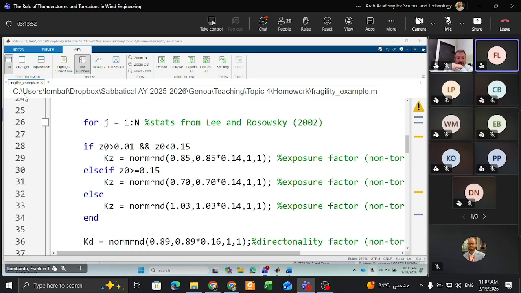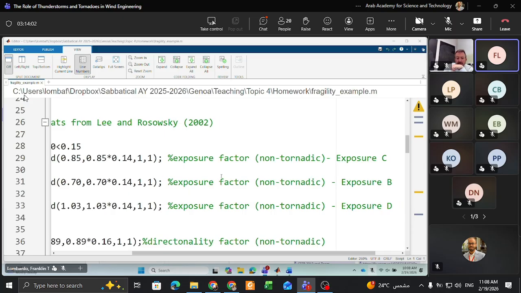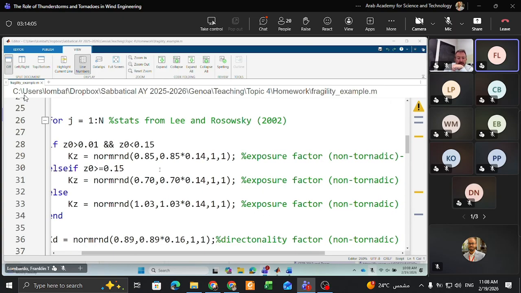So here is the Kz value. It varies based on terrain condition, B, C, or D. I think this one is C. So exposure C, exposure B, and exposure D. In MATLAB, it's just normrnd. That's the normal random variable with a mean, and then the standard deviation is just the mean times the COV.